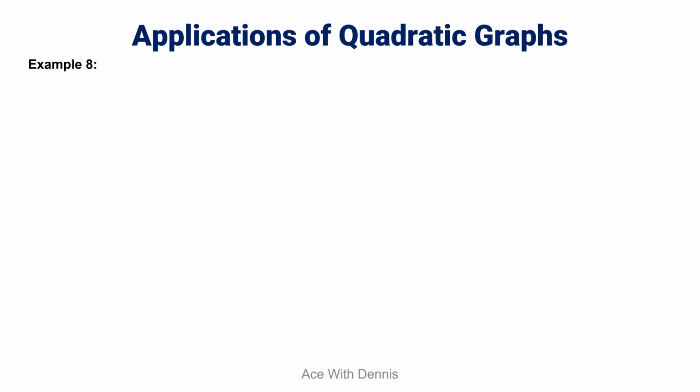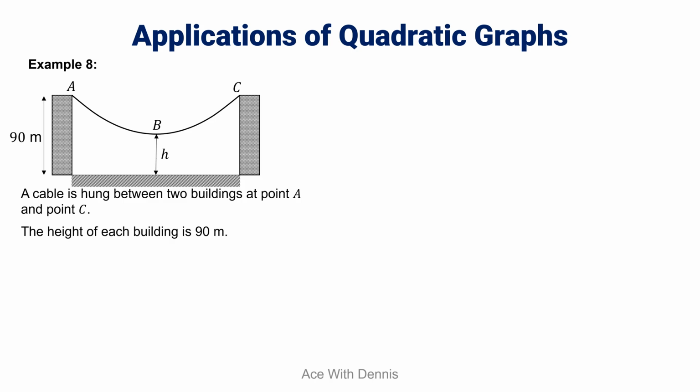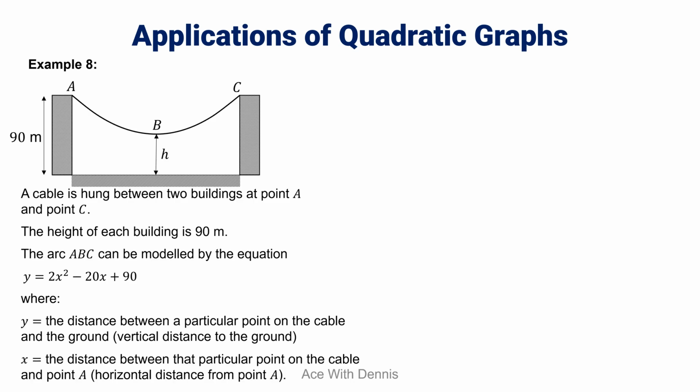Now, let's look at example 8, which is an engineering example. So we have this diagram. A cable is hung between two buildings at point A and point C. The height of each building is 90 meters. The arc ABC can be modeled by the equation y equals 2x squared minus 20x plus 90, where y is the vertical distance between a particular point on the cable and the ground, and x is the horizontal distance between that particular point on the cable and point A.